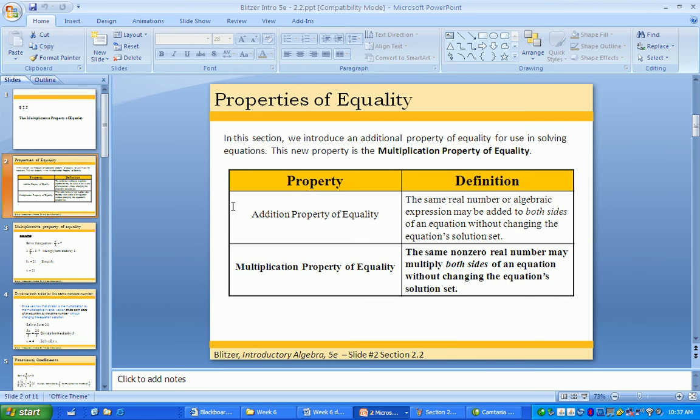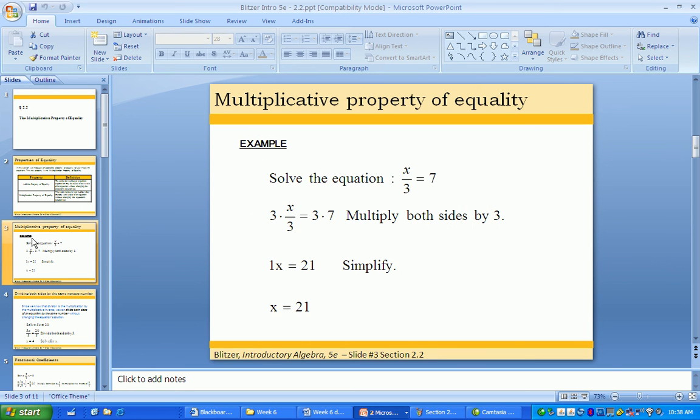Like I said, last week we worked on the addition property. This week we're working on the multiplication property of equality. The same non-zero real number, so any number except for 0, that includes decimals and fractions and negative numbers, may multiply both sides of an equation without changing the equation's solution set. What that means, just like in the addition property, is we can do anything we want to our equation as long as we do it to both sides equally. Okay, so let's take a look at what we get.